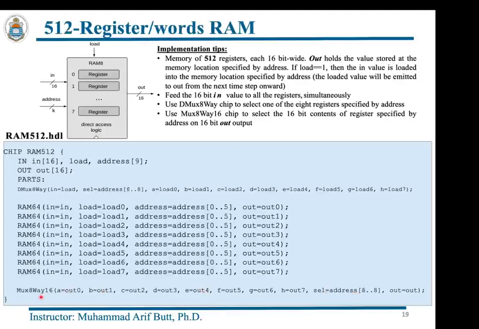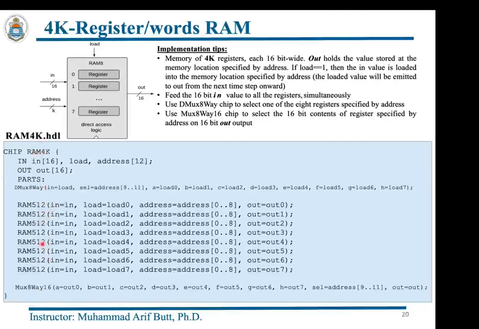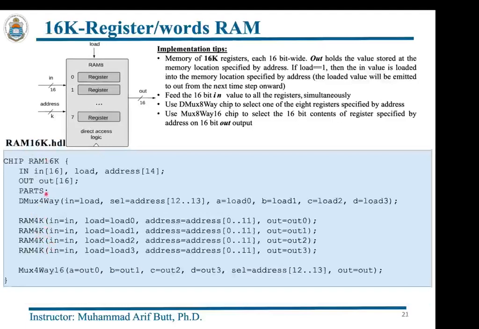Well, in the same pattern, this is the HDL for the RAM 512 chip that uses 8 RAM 64 chips. And similarly, this is the HDL for the RAM 4K chip that uses 8 RAM 512 chips. And finally, this is the HDL for the RAM 16K chip that uses naturally 4 RAM 4K chips.